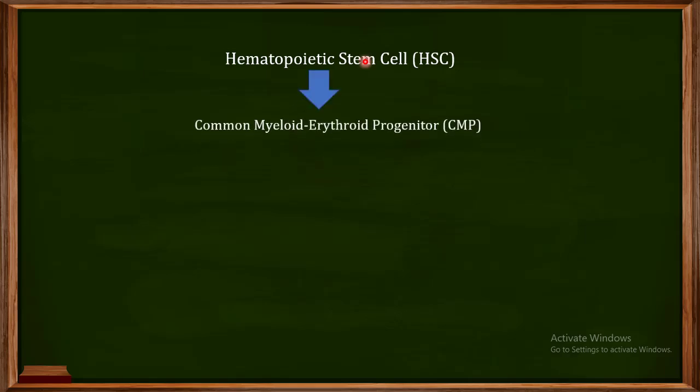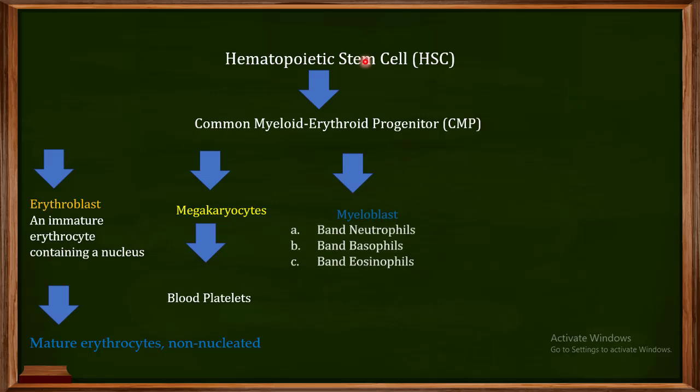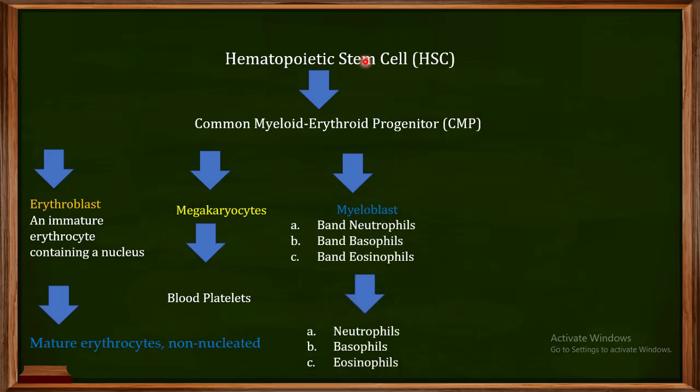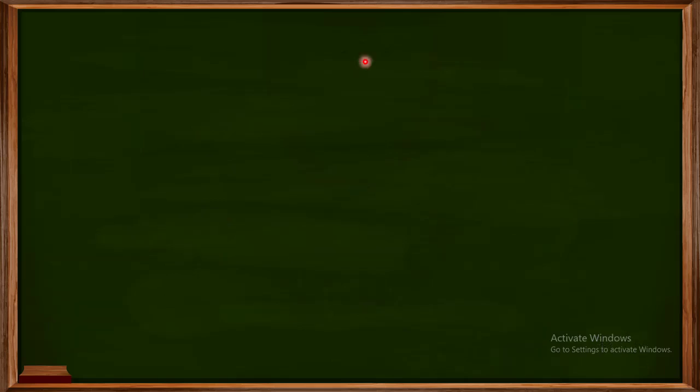One is known as the common myeloid erythroid progenitor cell, and this common myeloid erythroid progenitor cell gives rise to the red blood cells. Of course, we do not usually talk about the red blood cells when we study a course on immunology. The CMP also gives rise to the blood platelets. It also gave rise to the neutrophils, basophils, and the eosinophils. It gave rise to the monocytes, and it also gave rise to the mast cells. We have already seen this stuff.